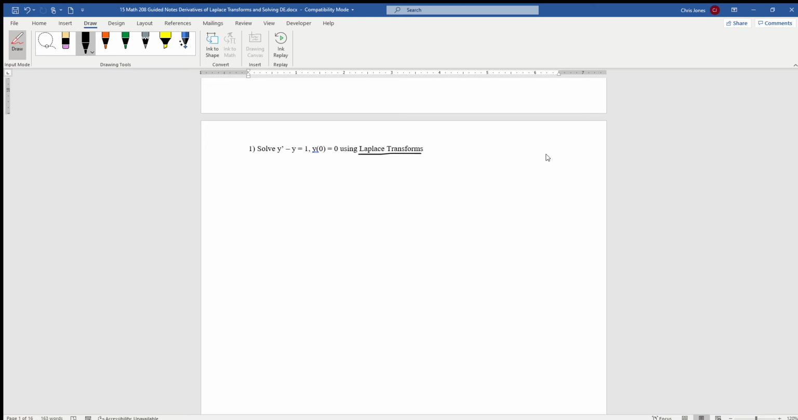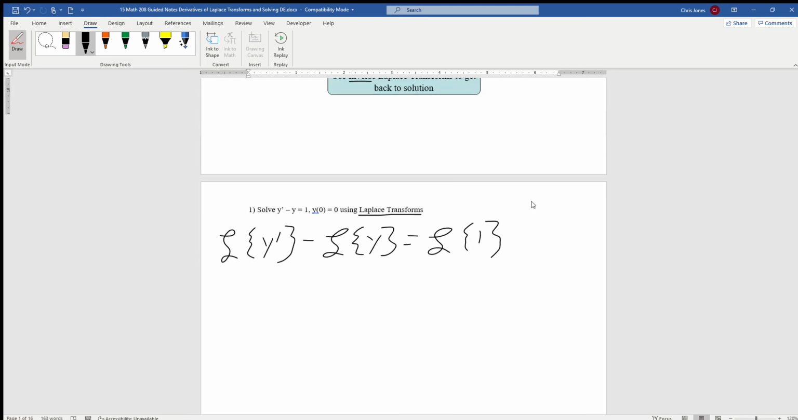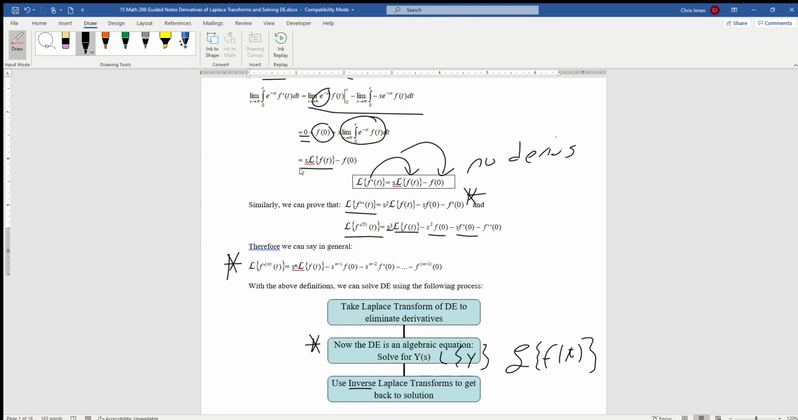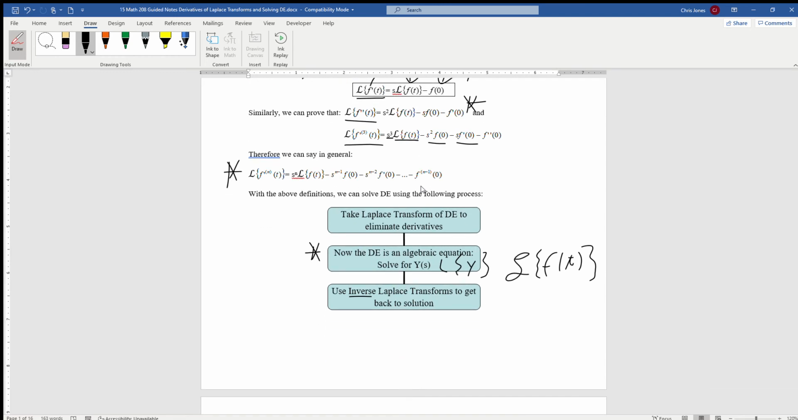So when we go through this, we're going to take the Laplace transform of each term. So we have L of y prime minus L of y is going to be equal to the Laplace transform of 1. Now we can go back up, and we can use this rule that the Laplace transform of one derivative, in this case y, is going to be s times the Laplace of the original function, in this case y, minus f at 0.